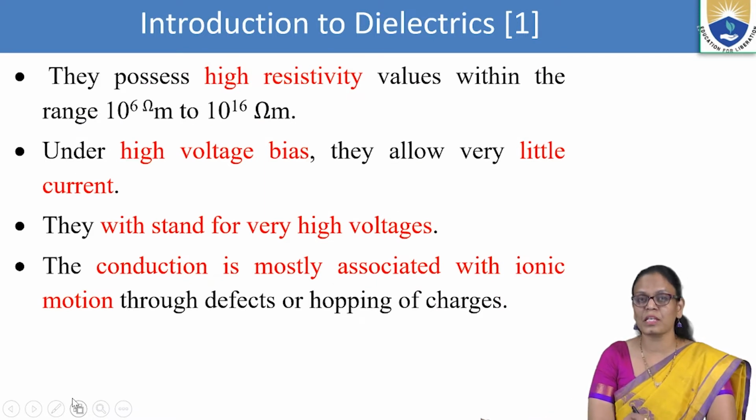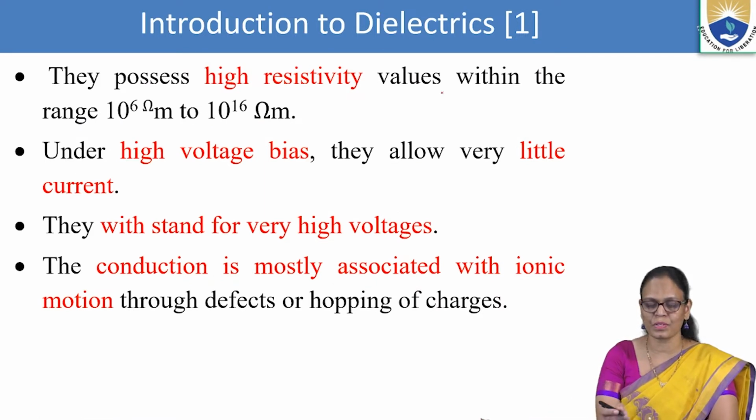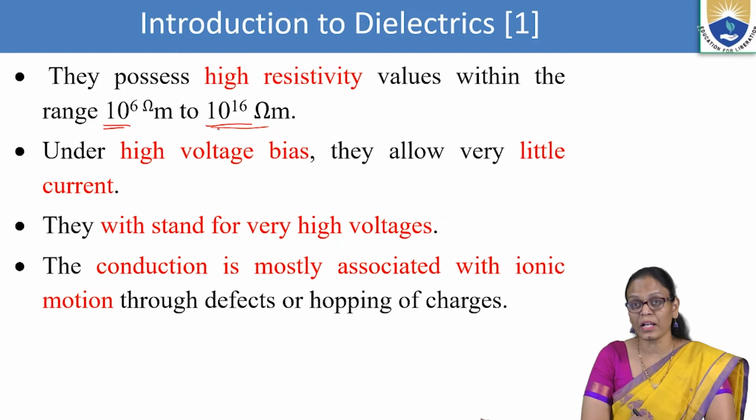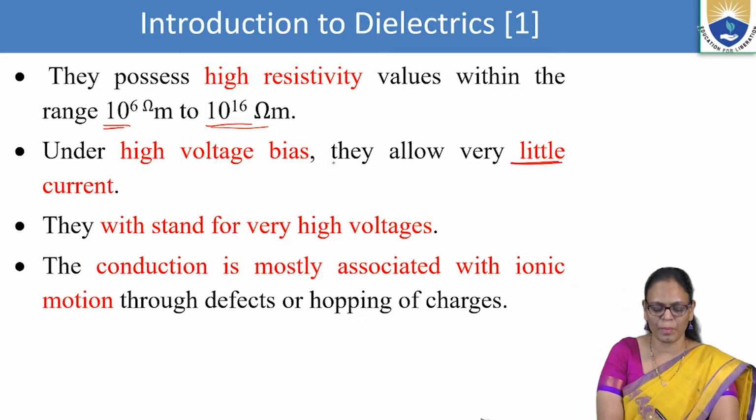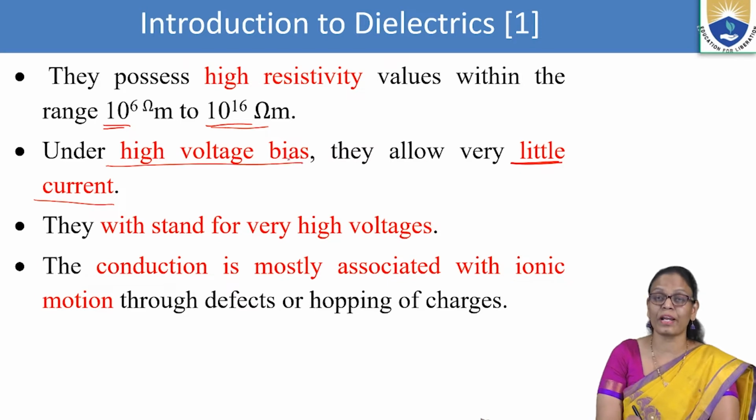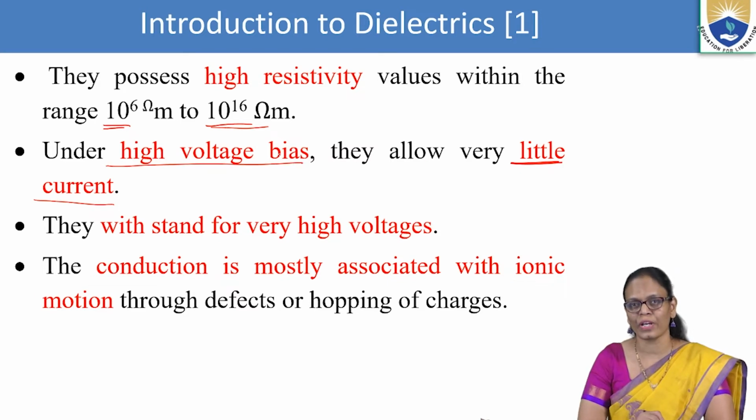Now, they possess high resistivity values, in the range of 10 power 6 to 10 power 16 for some of them. So, under high voltage bias, they allow very little current. The bias or the temperature that we have to apply should be very high.